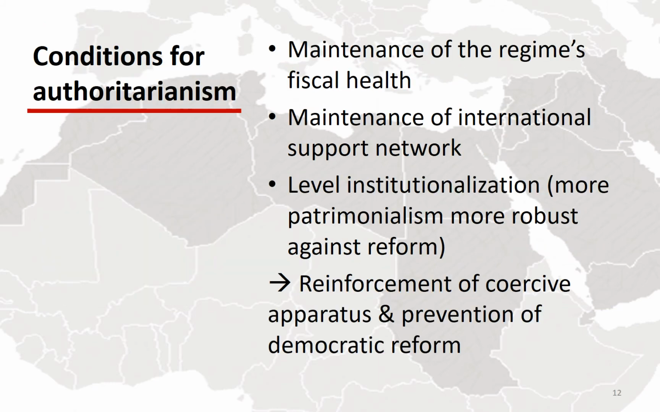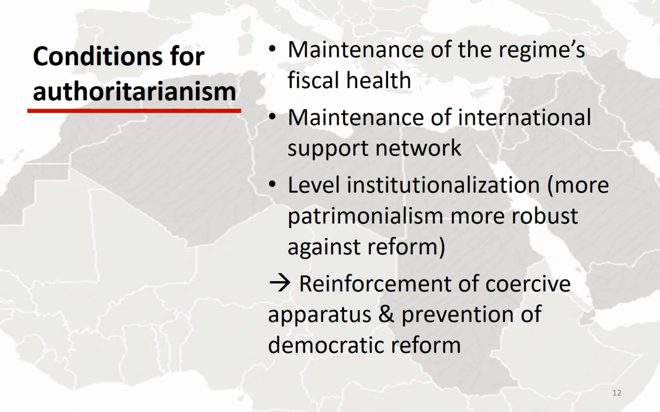So actually, I think what makes more sense is to look at the conditions for authoritarianism. So we do have a couple of strategies for authoritarian regimes to stay in place. They really look out for their fiscal health. They usually have an international support network that legitimizes them on an international level and at the same time domestically.